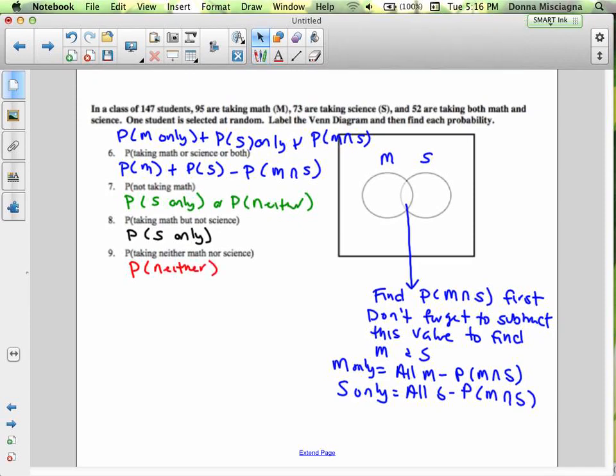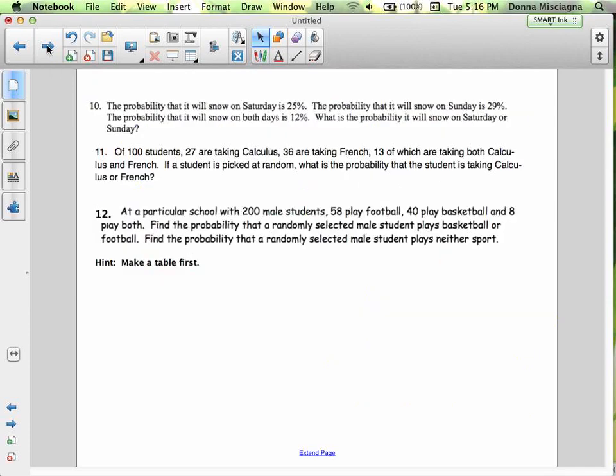All right, one last page. And by the way, you can pause this at any time and just kind of read through. And then this is the last ones in the notes. The probability that it will snow on Saturday is 0.25. The probability that it will snow on Sunday is 0.29. The probability that it will snow on both days is 12%.